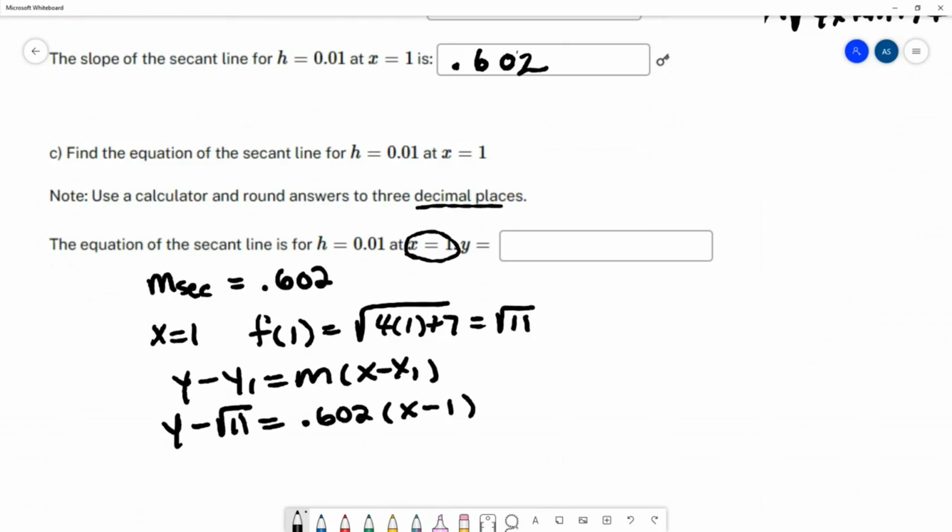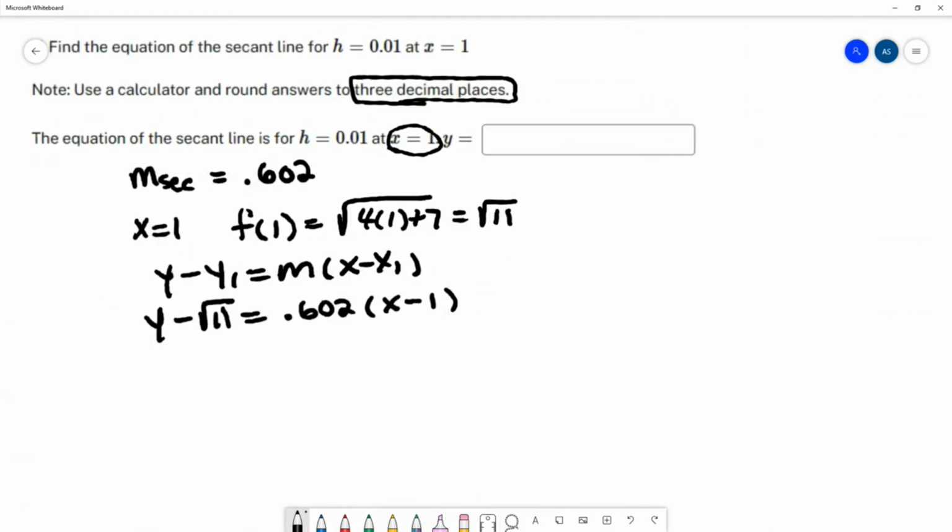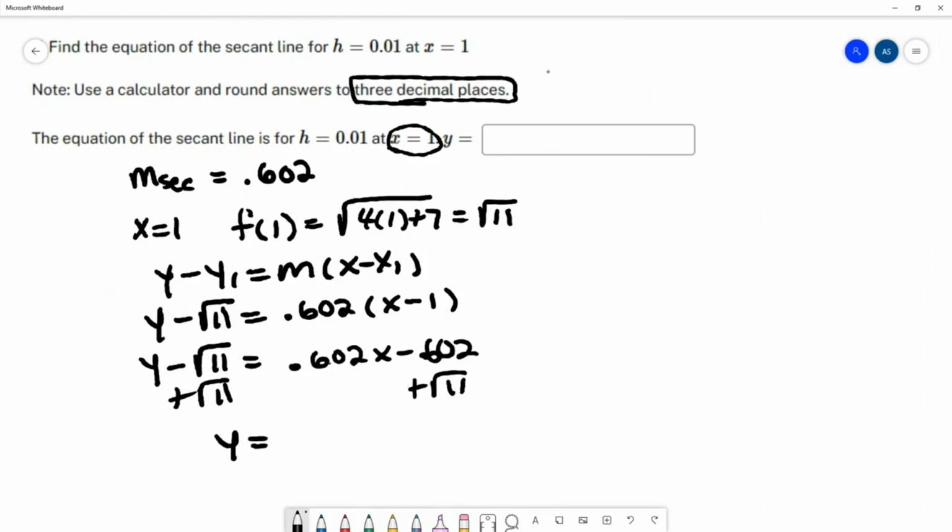The directions here do say to round to 3 decimal places, so in just a moment I'll use my calculator to simplify that square root of 11. So we'll distribute the 0.602, that's 0.602x minus 0.602. We're going to add the square root of 11 and get y equals 0.602x. And let's see.